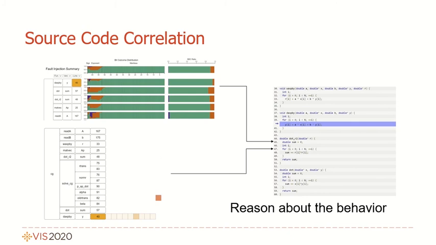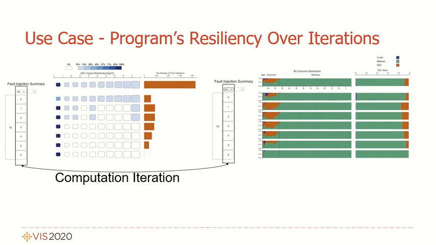In the SDC property analysis and the propagation analysis, the source code correlation is important. As the domain experts find some interesting pattern during the analysis, they need to go back to the source code to reason about the patterns and find out why an error-corrupted program shows certain behaviors. The usability of the system can be demonstrated by a few use cases.